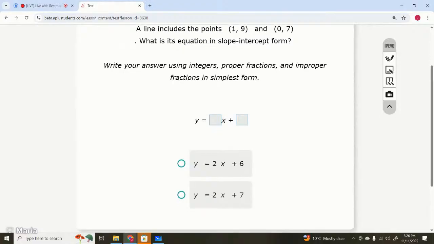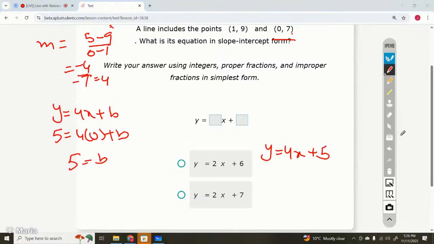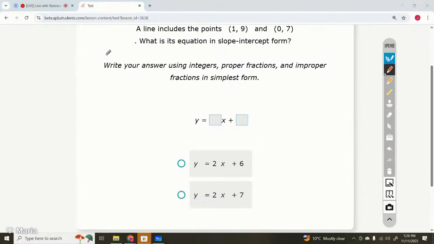The next one is a line includes the points (1, 9) and (0, 7). What is its equation in slope intercept form? The first thing you are going to calculate from those 2 points is the slope, right? The slope is change in y divided by change in x. So 7 minus 9 is negative 2 and 0 minus 1 is negative 1. So the slope is 2.